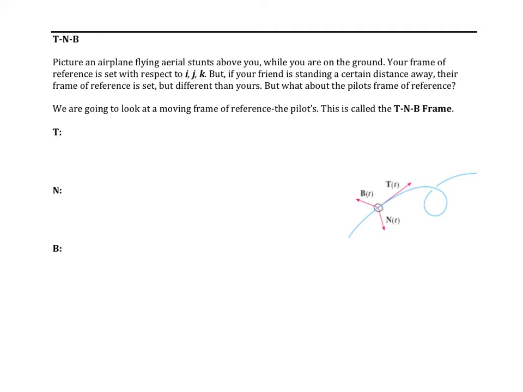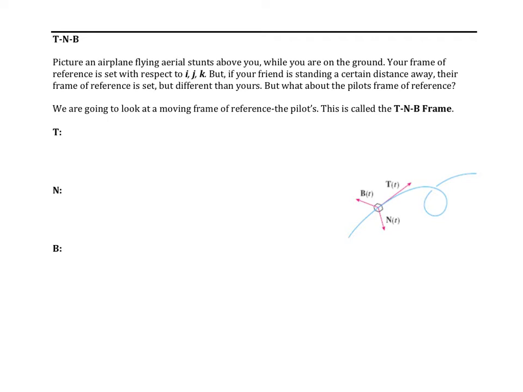So today we are going to look at the TNB frame. The best way to describe this is picture an airplane flying aerial stunts above you. If you are on the ground, on that IJ plane, what you see above you is the K plane, and you see the pilot flying in that K plane. You may see some pretty cool things. You may see him move along the IJK plane.